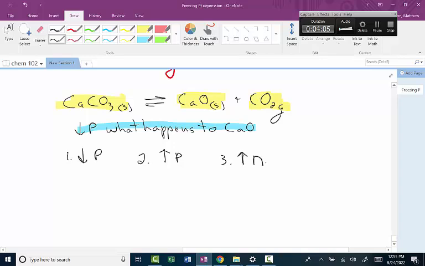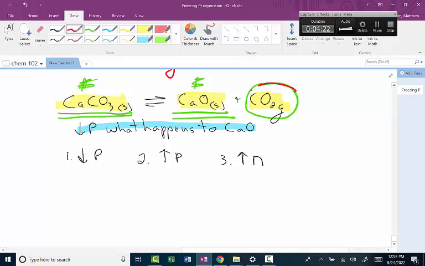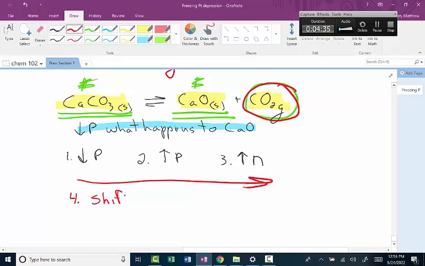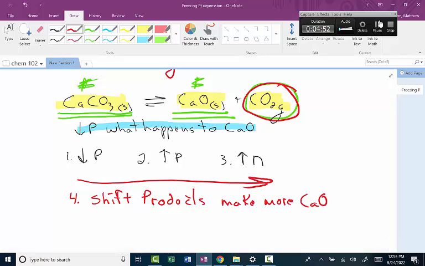And so we look at the moles of gas, and really we only have 1 mole of gas. These are not gases. Be careful. You might have tried to think and count these as 1 mole here, 1 here, and 1 here, but that's not right. There's only 1 mole of gas, and it's CO2. That's the only gas. And so to make more gas, we will go in this direction. So 4, we shift right, shift towards the products, and thus we will make more CaO. That's it for these. Practice some of the homework and the worksheets.